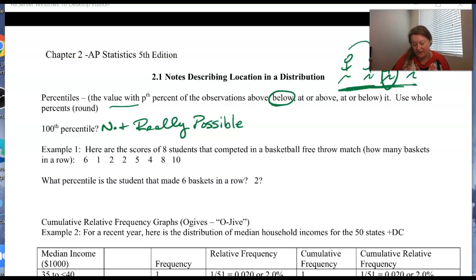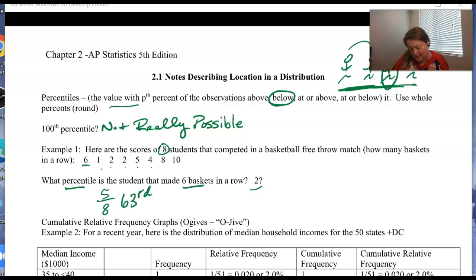So here's an example of people standing in a row. I'm going to pretend they're in order even though they're not. These are 8 students, so all of our fractions are going to be out of 8. The first one says, what percentile is a student that makes 6 baskets in a row? Here is the person we care about. We count how many people are beneath them, or made less. That's 1, 2, 3, 4, 5, so that is 5 out of 8. That is the 63rd percentile.